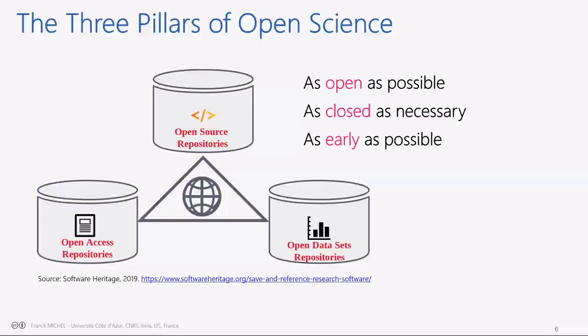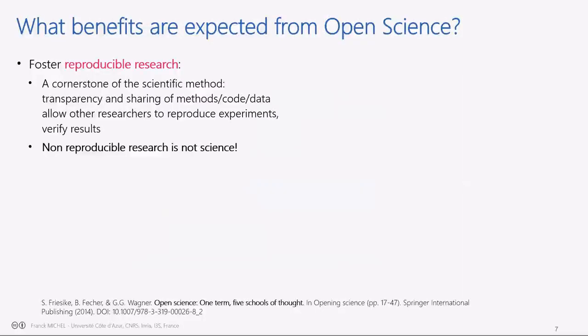Okay, so this is the, say, the what of open science, but you may wonder why. Why do we want to do this? What are the benefits that we can expect from this whole set of practices that are open science? And there are multiple claims about that. The first one, and we'll talk about it more extensively later, is that it fosters reproducible research.